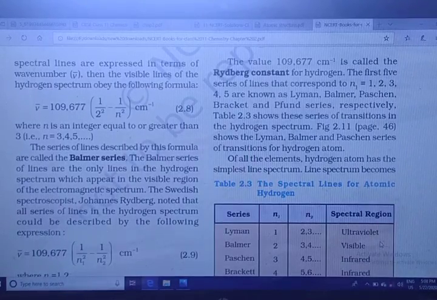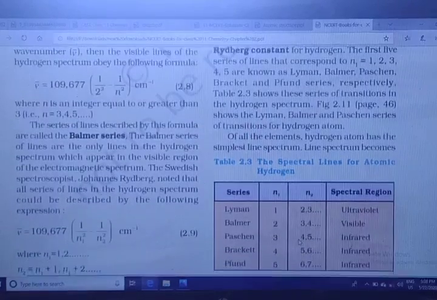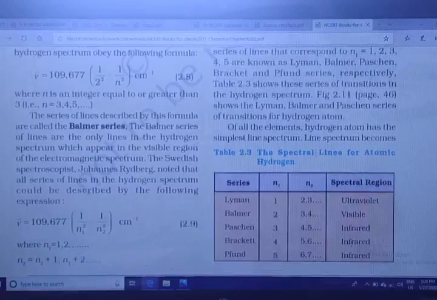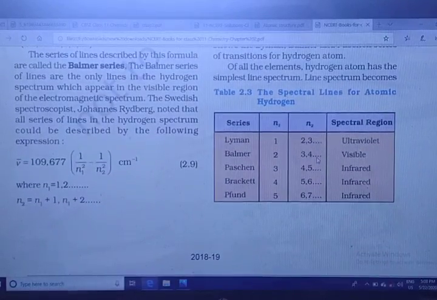Here you can see in this table the transition states of hydrogen spectrum as shown in the Lyman, Balmer, Paschen series of the transition for hydrogen atom. Of all these elements, the hydrogen atom has the simplest line spectrum.